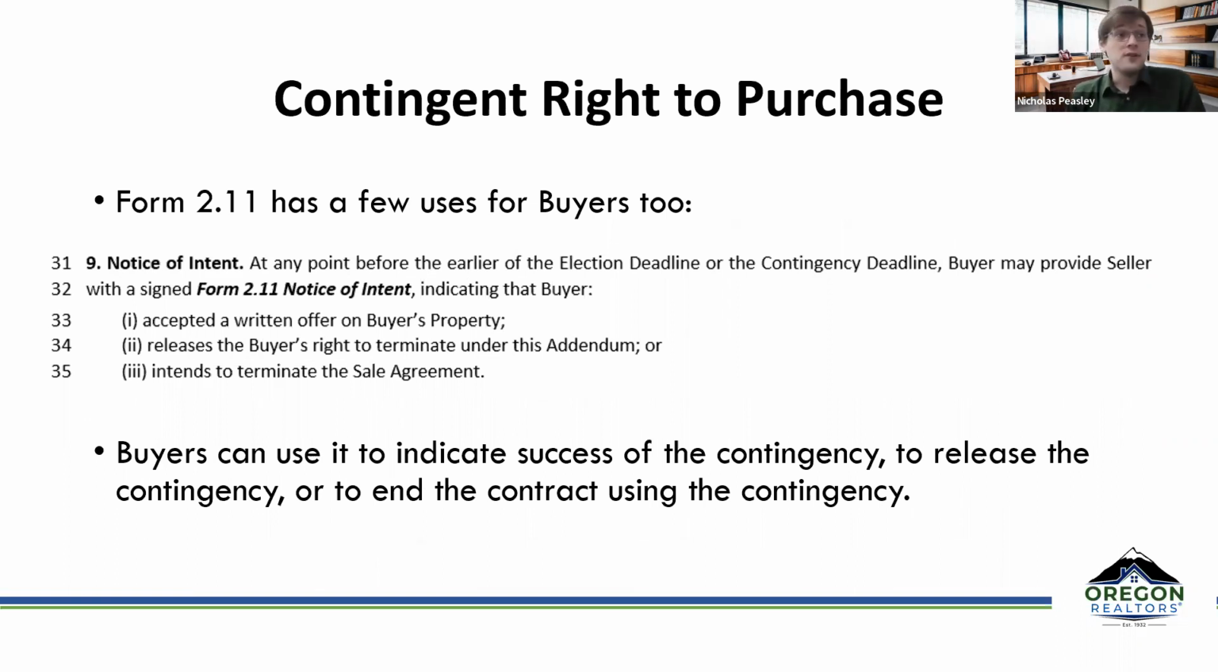I got an offer, a written offer, and it's lovely, and I'm going to have this offer ready to go, and I'll sell it, and I'll have money, and I can buy your house, seller, so let's get rid of this contingent right. Stop accepting offers because I have got financing secured. Or the buyer can simply use the Notice of Intent to release the buyer's right to terminate under the addendum.